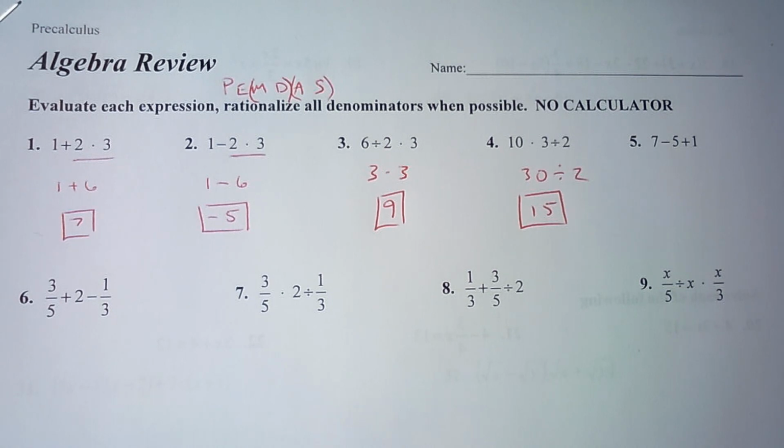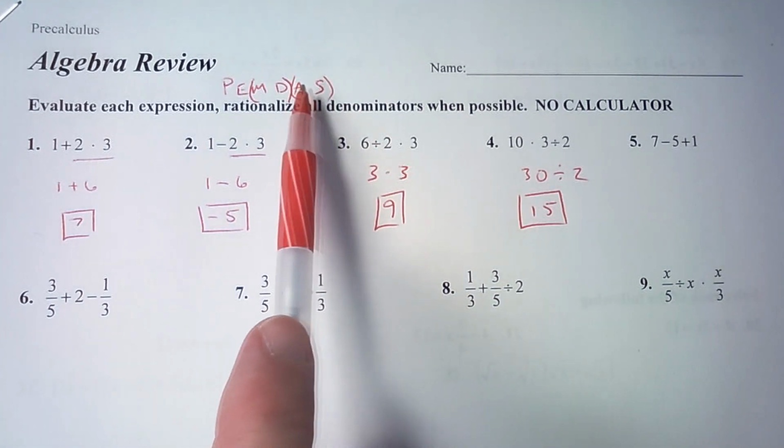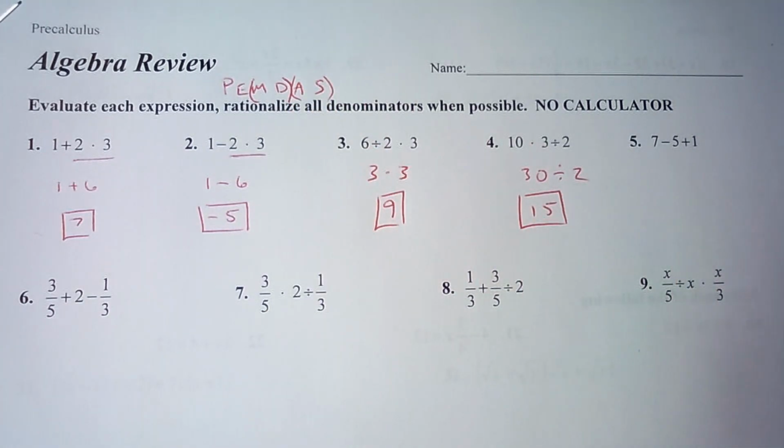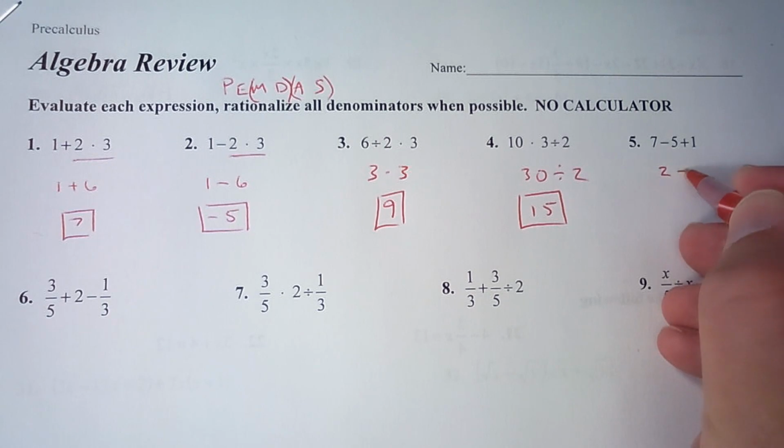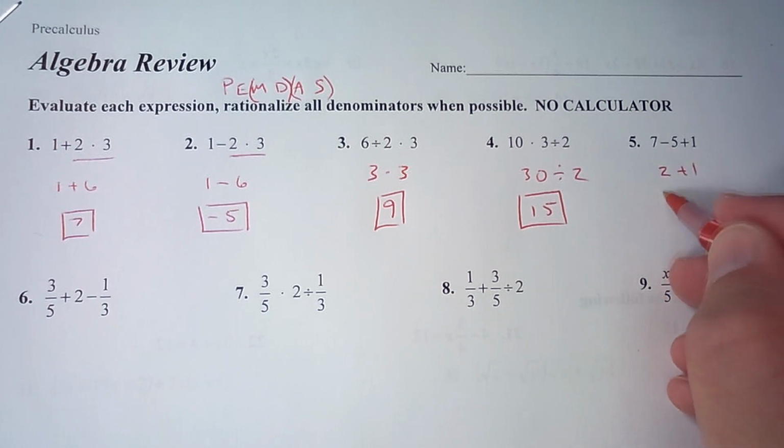Number 5, 7 minus 5 plus 1. We've got addition and subtraction. They have the same priority. We go left to right. 7 minus 5 is 2, plus 1 is 3.